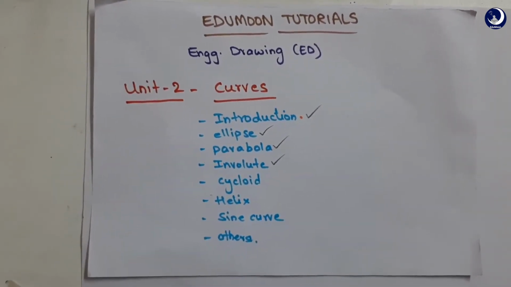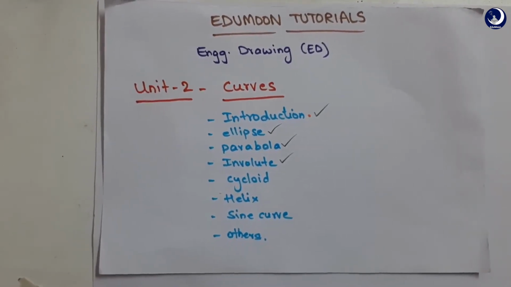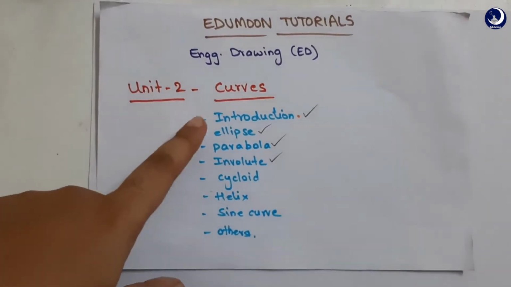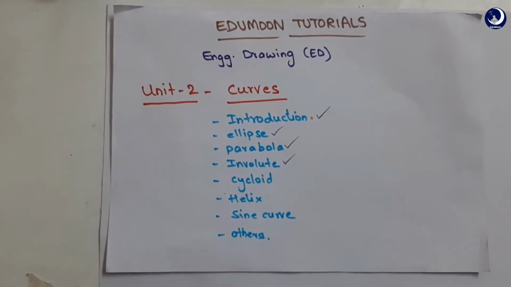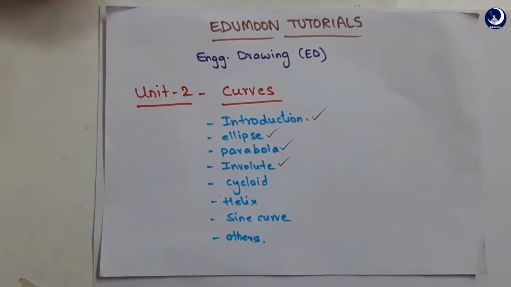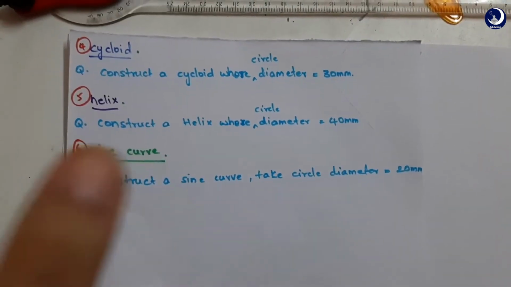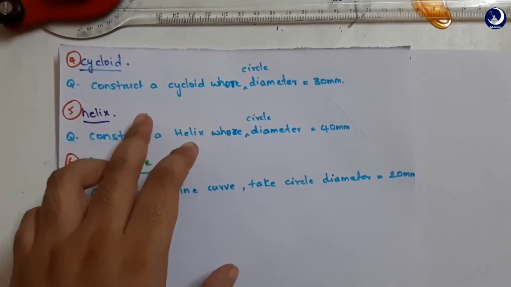In the previous video, we discussed how to construct an involute, and in the videos before that, we discussed how to construct an ellipse, parabola, and the introduction to this chapter. So if you've missed that, make sure to check those videos. In today's video, we'll discuss how to construct a cycloid. So let's directly go into solving the question, and while solving the question, I'll explain the steps of construction.